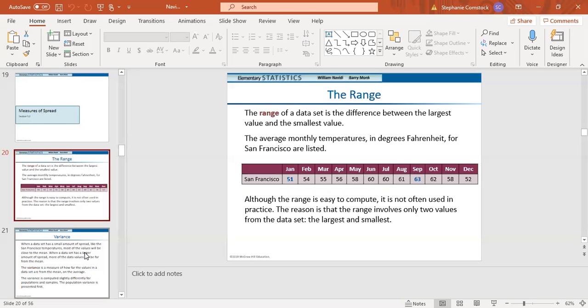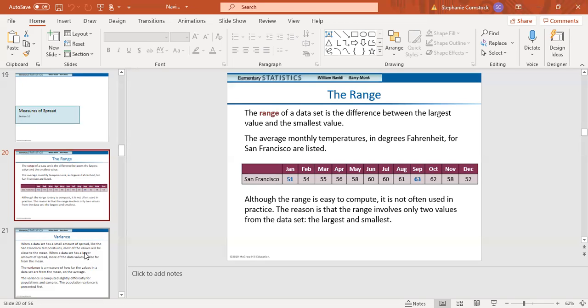Now, although this is really easy to compute, it's not often used a whole lot because you're only using two values, okay? And if you have an extremely large or extremely small value, that can oftentimes throw this off. Now, the reason that we want to look at measures of spread is because we can have two data sets that have the same mean and median. They can even have the same mode, but it doesn't mean that the data sets are similar in their makeup.